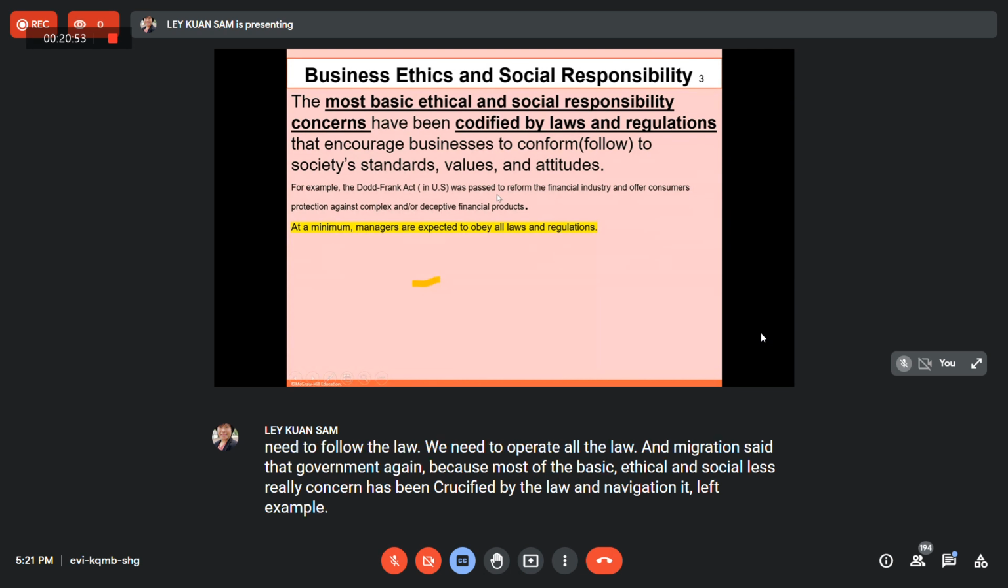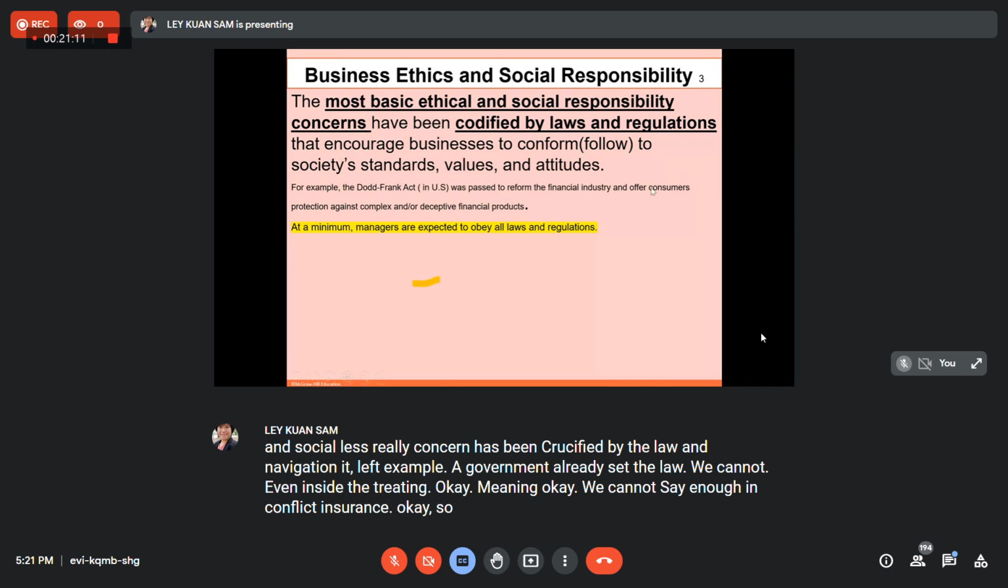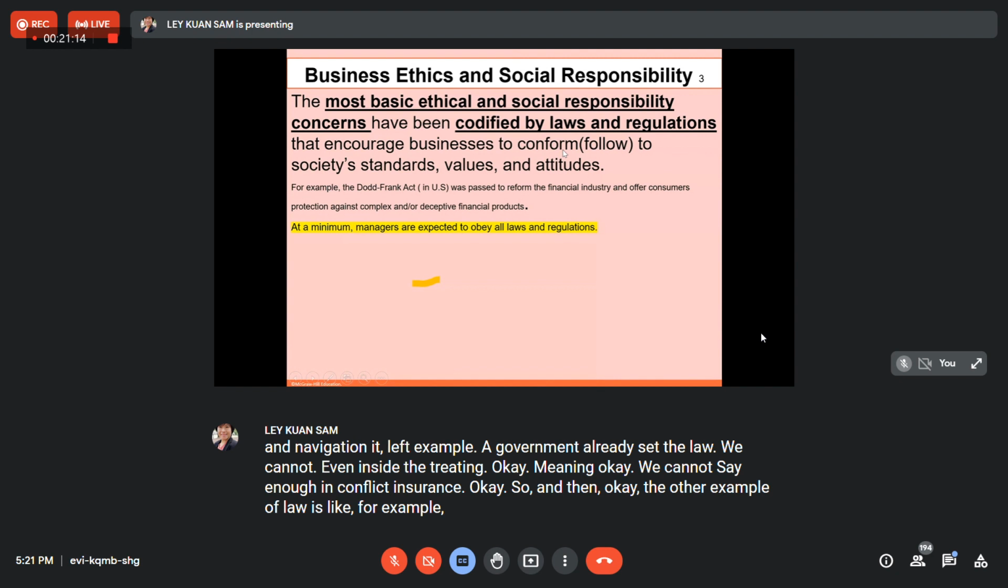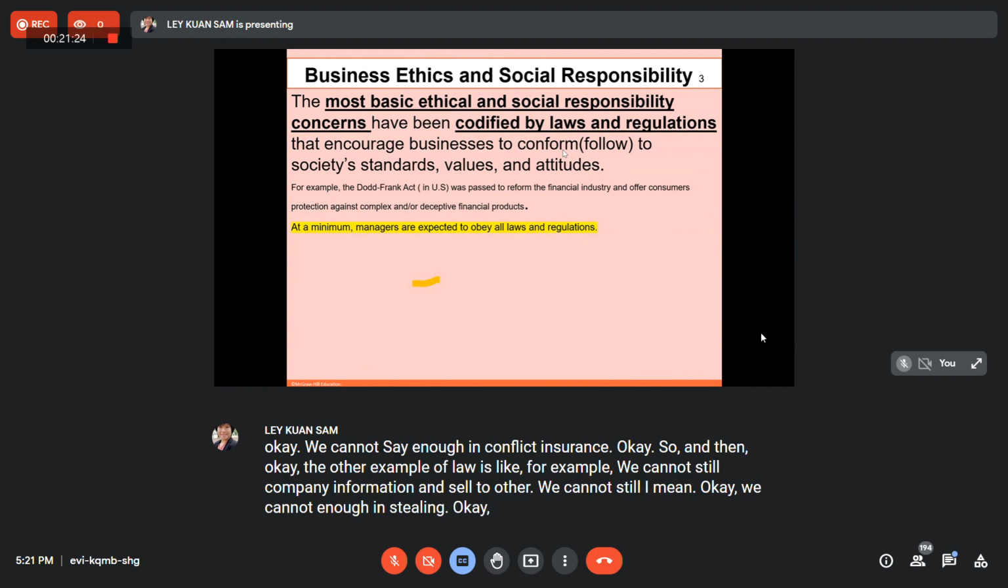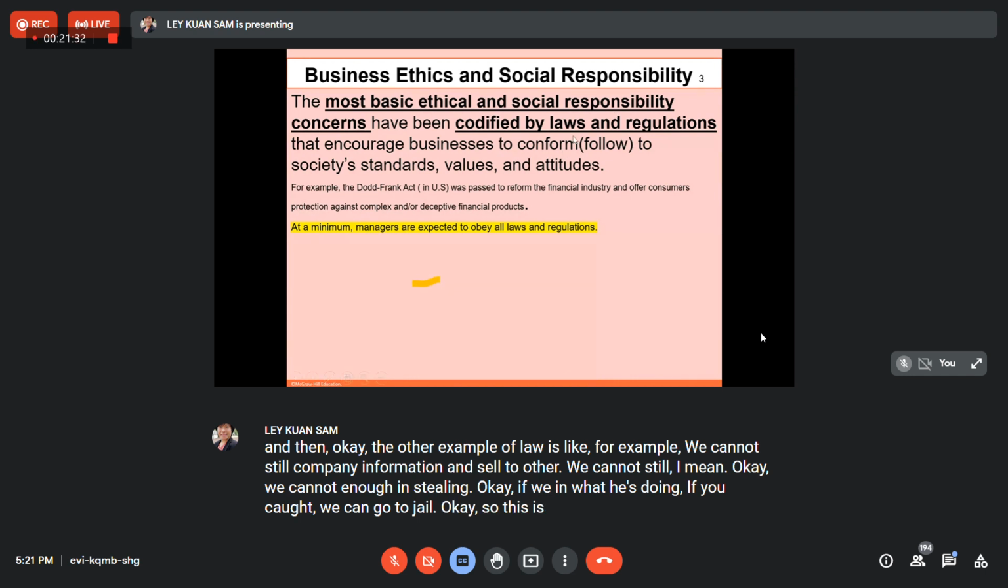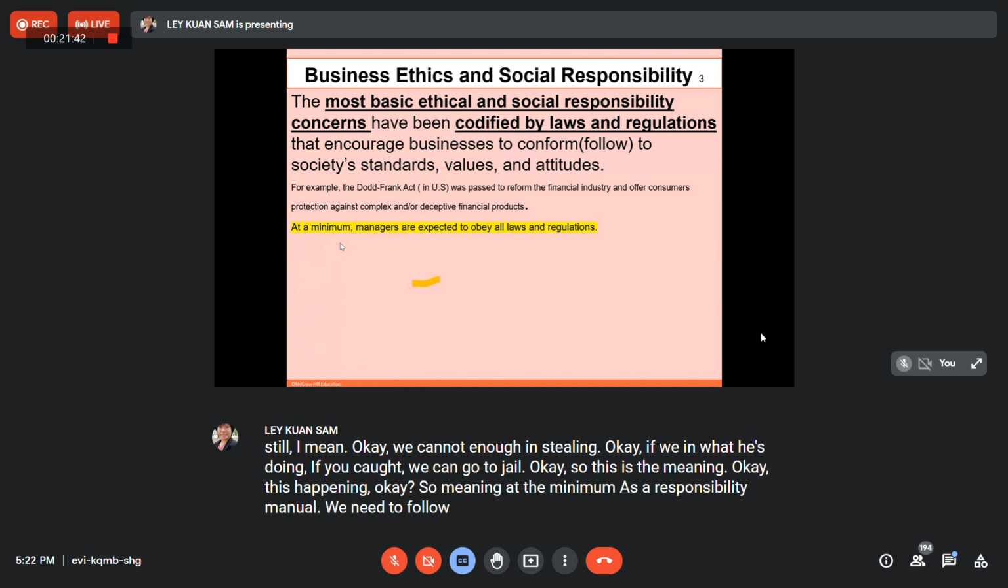For example, the government has already set the law. We cannot be involved in insider trading, meaning we cannot be involved in a conflict of interest. Another example of law is that we cannot steal company information and sell it to others. We cannot be involved in stealing. If we are involved in stealing and get caught, we can go to jail. So this is the meaning. At the minimum, as a responsible manager, we need to follow the law set by the government.